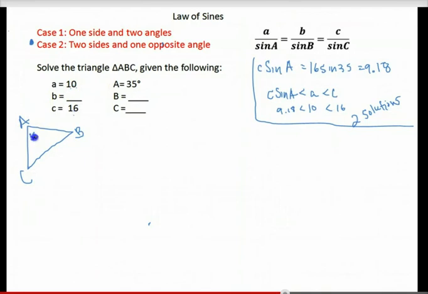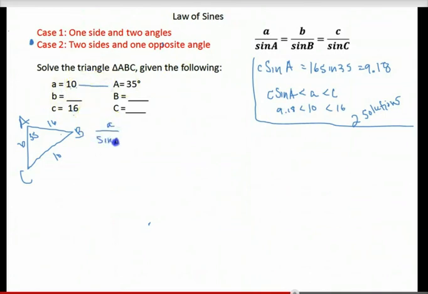I sketched my triangle out here. Now, A is 35, the side opposite is 10. I don't know angle B or angle C, but I do know this side across for C is 16, and I do not know side B. We're going to jump in there, try to find our angle, use the pieces we know, which are A and angle A.